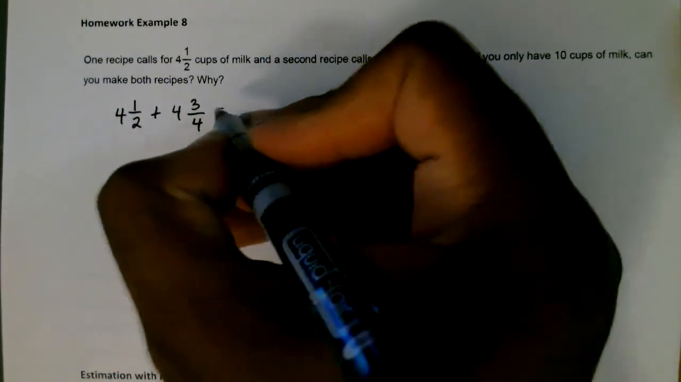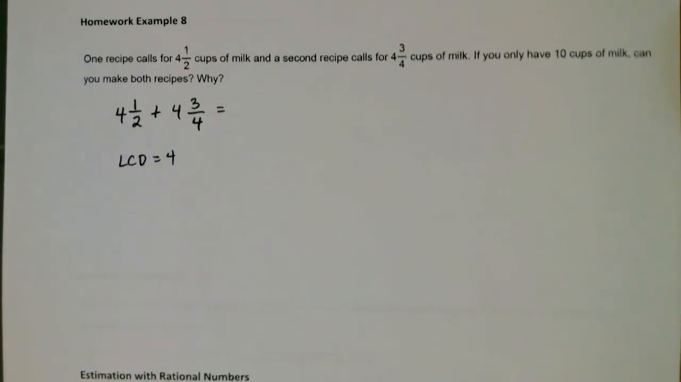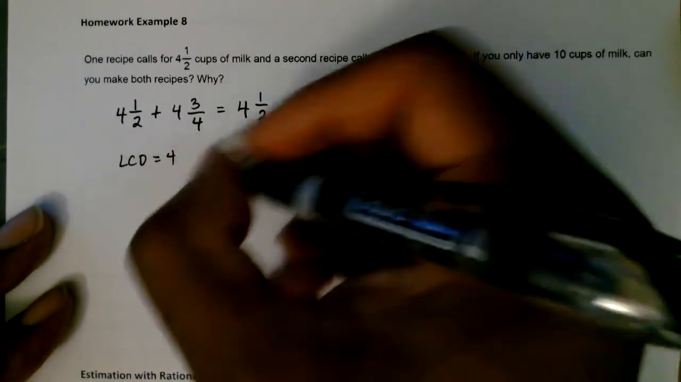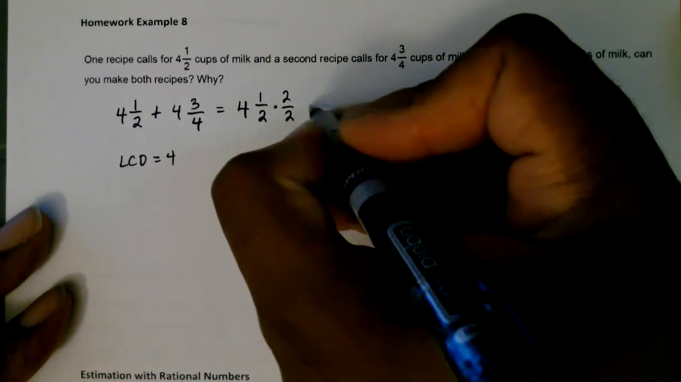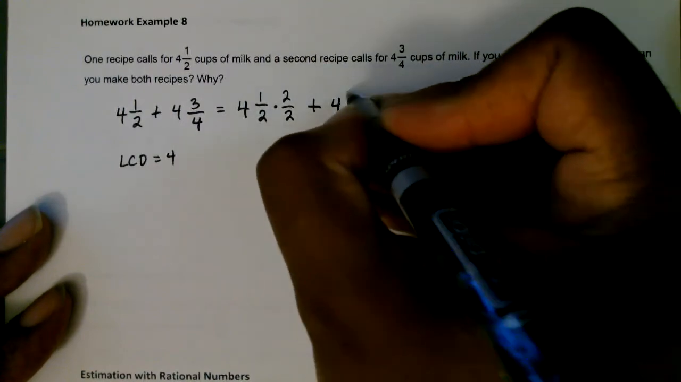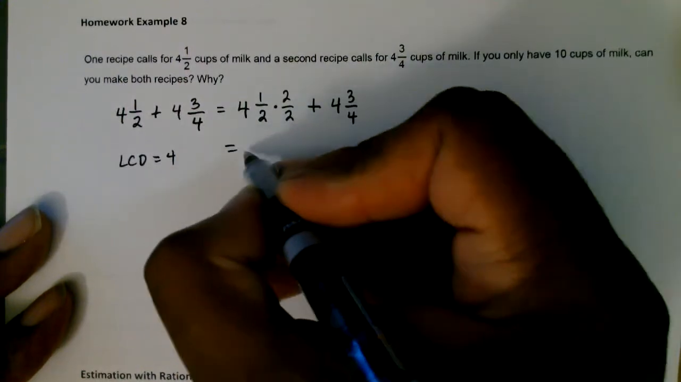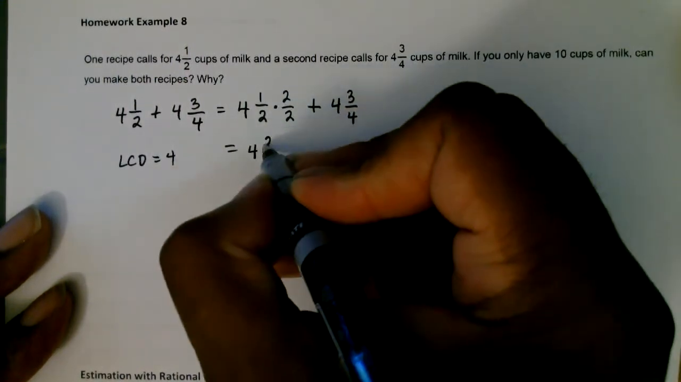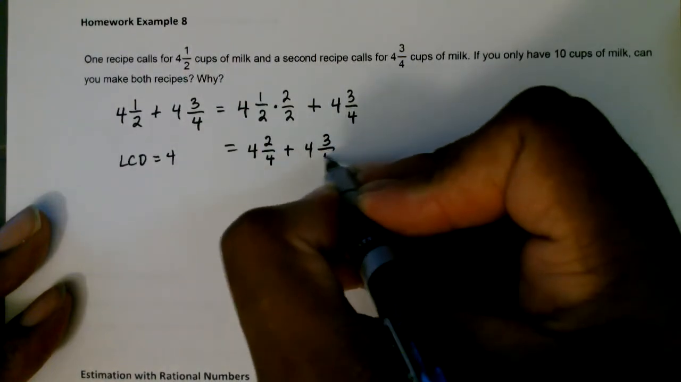Now, what I can do here is just find the LCD of 2 and 4, which is, of course, 4. And write your equivalent fractions. I'm going to bring over the whole number of 4. For that 1/2, if I want the denominator to be 4, I'll multiply the numerator and the denominator by 2. 4 3/4 already has a denominator of 4. So 1/2 times 2 over 2 will be 2 over 4, plus 4 and 3 over 4.